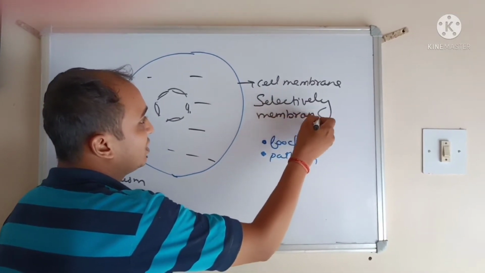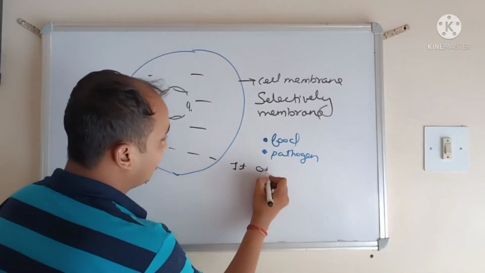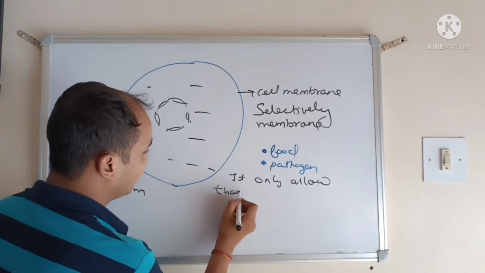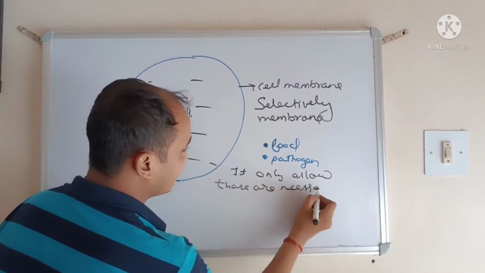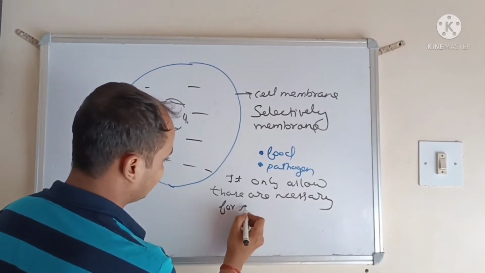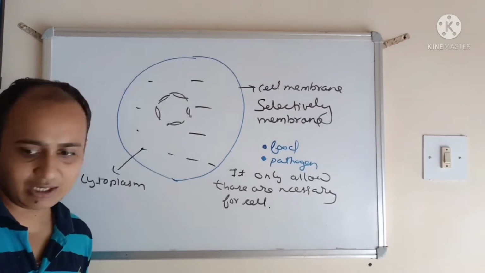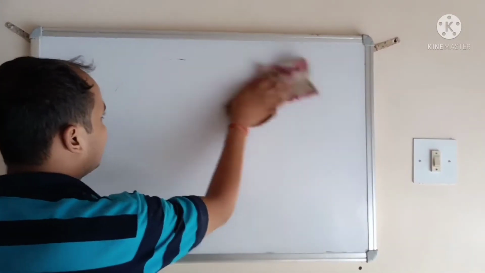Selectively permeable means it only allows those things that are necessary for the cell. It does not allow those which are not necessary for the cell. Let us also see this in detail.